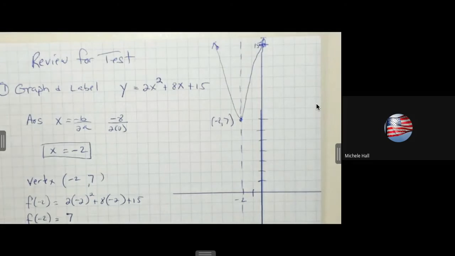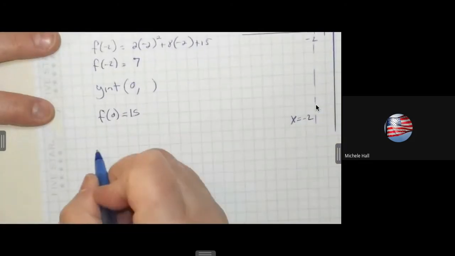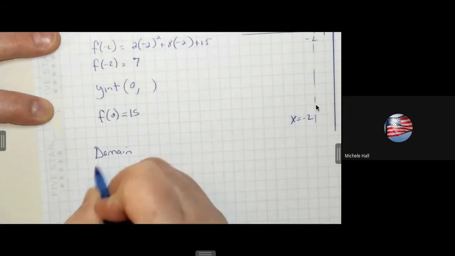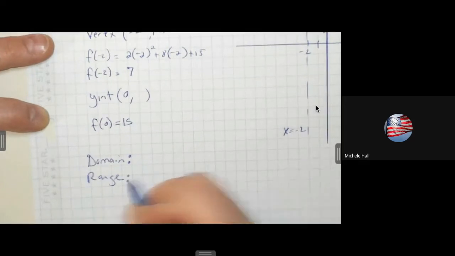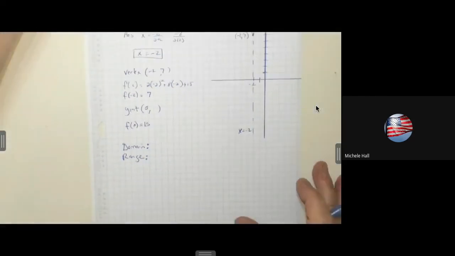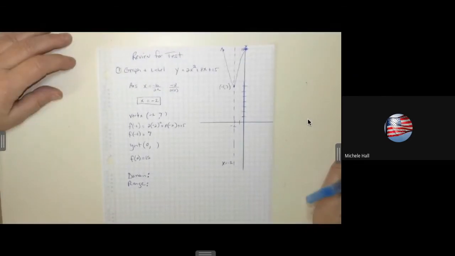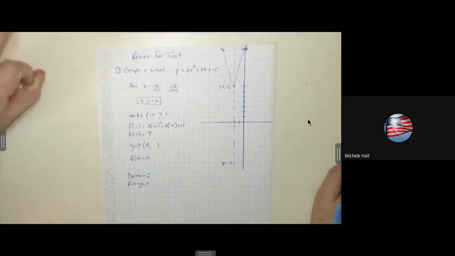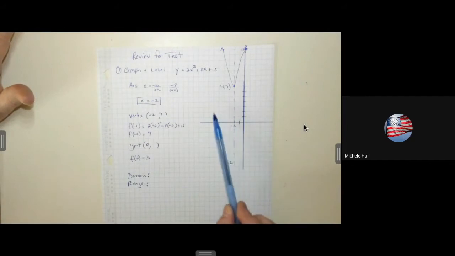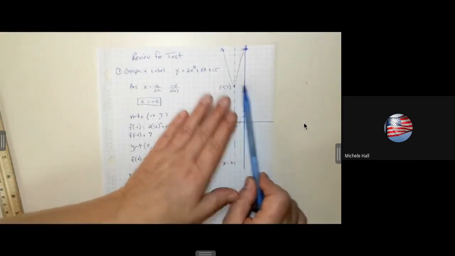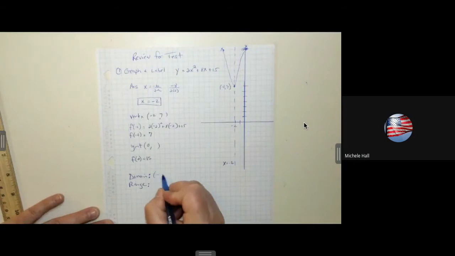We'd want to know what the domain was. Domain and range. What's the domain of this function? Which variable does domain have to do with? It has to do with the x variable, right? So if I just run my pen along the x-axis, is there any place it's not going to exist? No, because it's going from here, it's going out. So that's all the reals. That would be from negative infinity to positive infinity then.